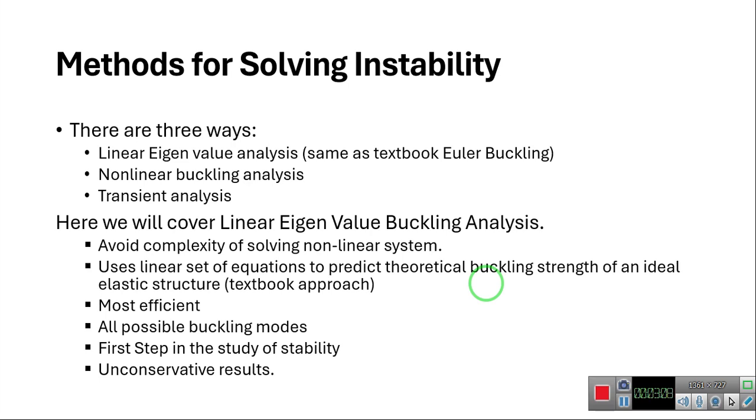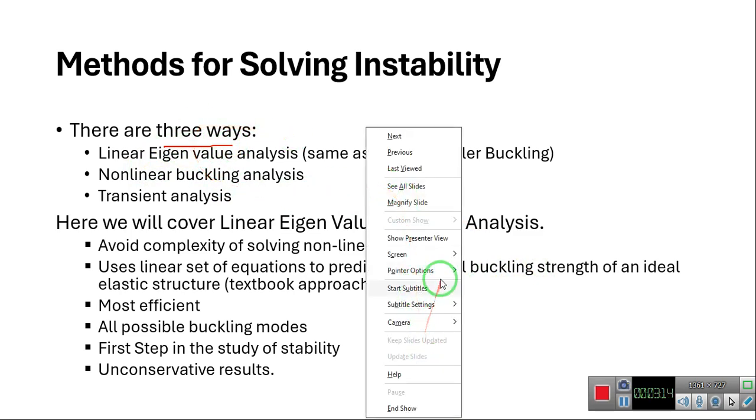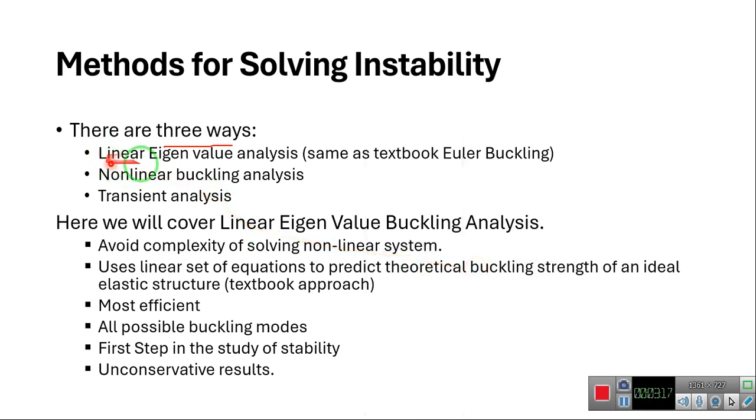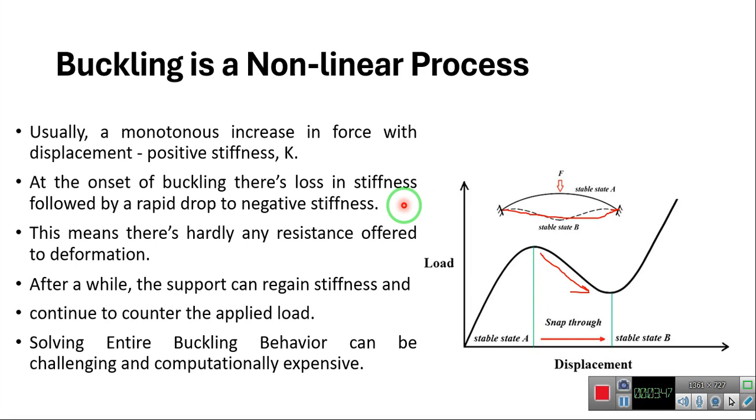So normally there are basically three ways. The first one is linear eigenvalue analysis, which is similar to Euler buckling, because both use linear static structural analysis. They use isotropic material, and it behaves linearly. Then there is non-linear buckling analysis, which is a little bit more complex, and then we have transient analysis. But today we are going to perform the Euler buckling analysis. It avoids the complexity of the non-linear behavior.